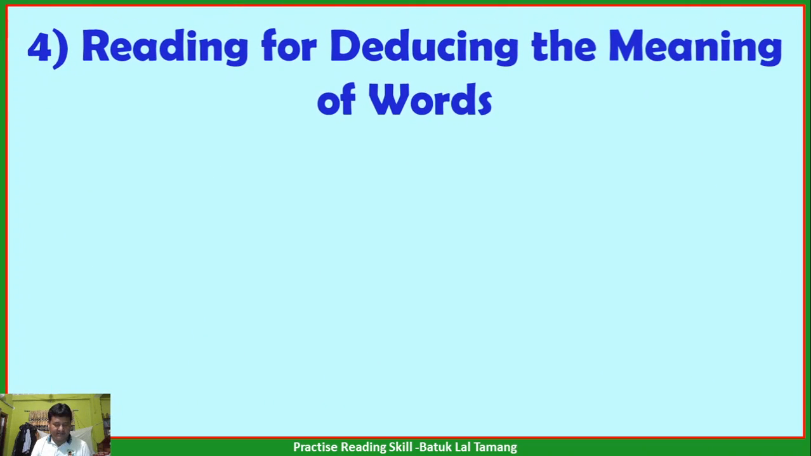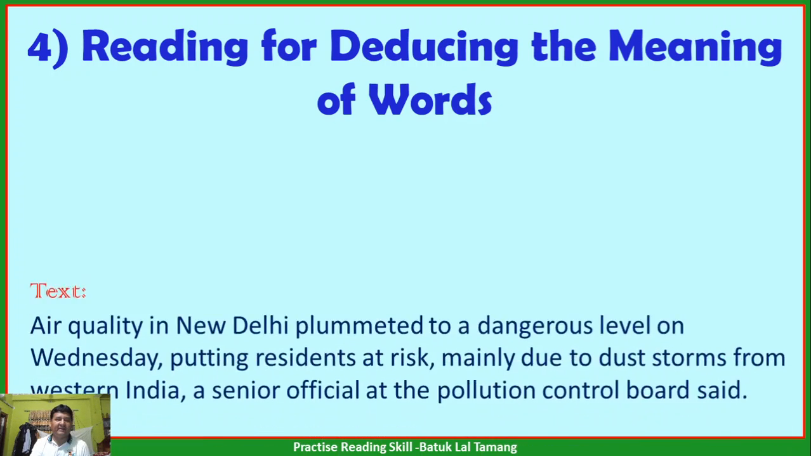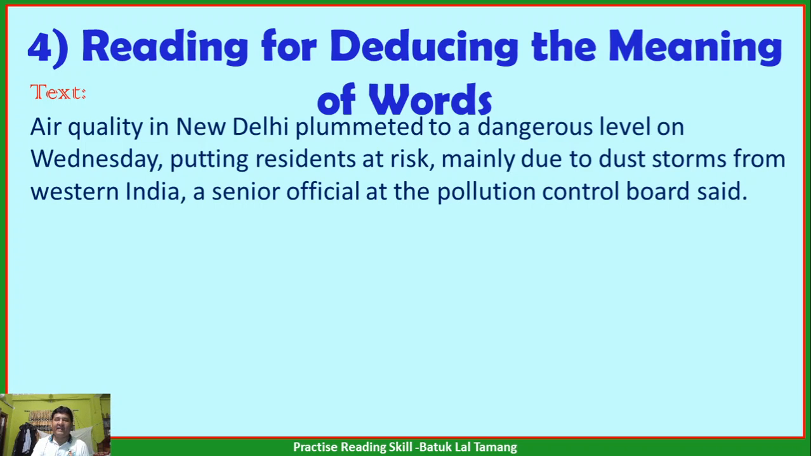So go to the fourth sub skill of reading, that is reading for deducing the meaning of words. This type of testing item is related to vocabulary, practicing new vocabulary, finding the meaning of vocabulary in context. So I have shown you a very short passage here. It is an unseen passage for you. This is not from your textbook. Let me read this text.